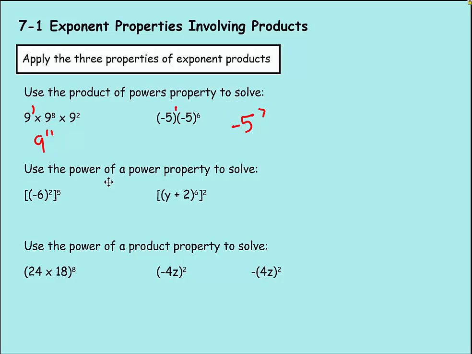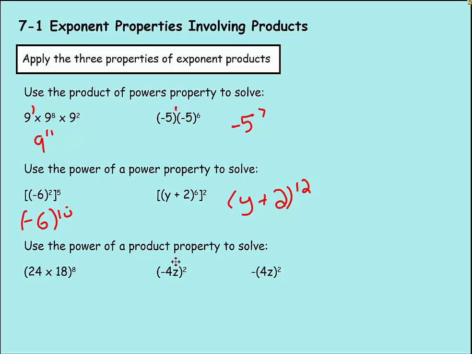Now we'll use the power of a power property to solve. We have negative 6 to the second to the 5th. Keeping the base the same, we're going to multiply the 2 and the 5 together to give us negative 6 to the 10th power. Now we have y plus 2 to the 6th to the 2nd. Here is our base because this is all to the 6th power, so we actually keep the y plus 2 the same in this situation. 6 and 2 get multiplied. So in parentheses I have y plus 2 still, then outside it's going to be to the 12th power.